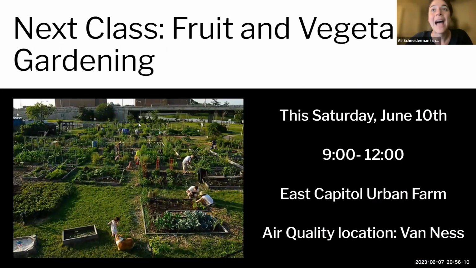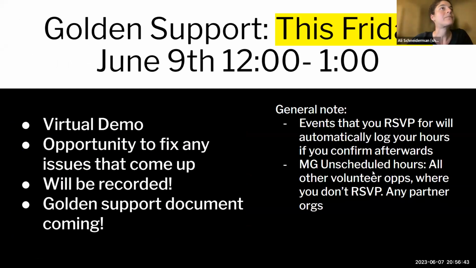A reminder about class this Saturday, from 9 to 12. It's our first class on fruit and vegetable gardening, and we're hoping it can be at East Capitol Urban Farm. But if air quality looks like it's not going to be great, we'll move it to Van Ness instead, and we'll be inside. I'll let you know by Friday morning at the latest where we'll be. It's very possible we're going to shift it to Van Ness, so keep an eye on your email to check where we'll be on Saturday.